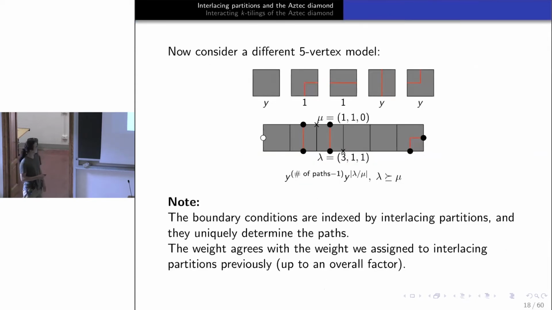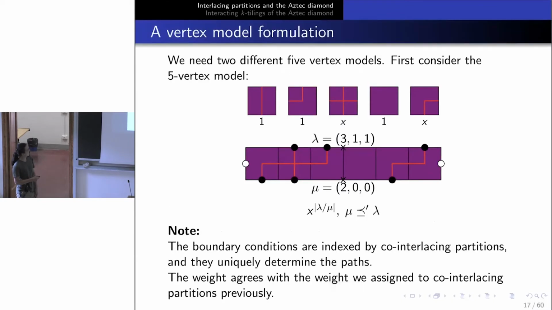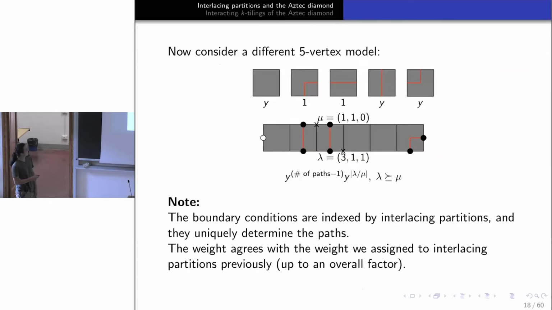For the gray weights, it's slightly more complicated. Now we have a different 5 vertex model. We don't allow this cross vertex anymore, but now we allow a horizontal vertex, which wasn't allowed before. And here we're assigning a weight of y to the empty face and the faces where the paths exit at the top.